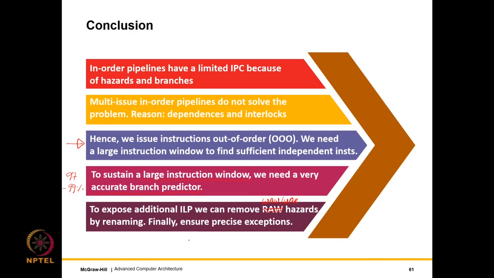Finally, for the sake of correctness, we need to ensure precise exceptions such that we can transparently, seamlessly, and easily stop a program at an arbitrary point and resume the program at the same point after a long time. Alright, so I will meet you in the next chapter, which discusses the fetch logic and branch prediction in great detail.